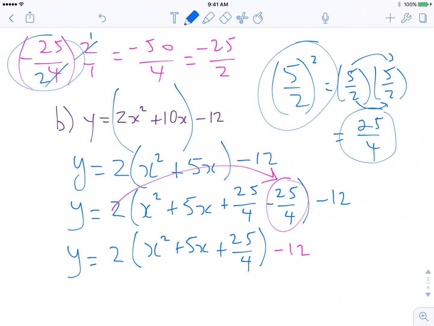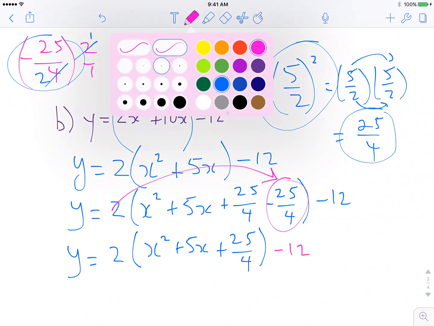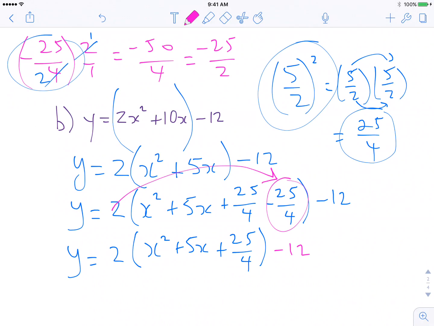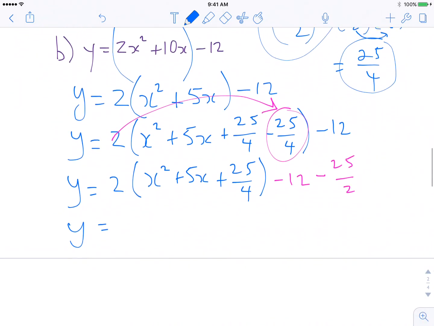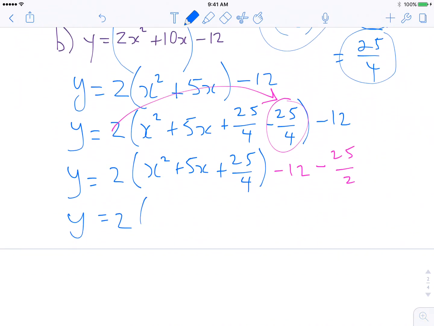So we have negative 12, and now we have a negative 25, or minus 25 over 2. Now we continue with our question. y equals 2 bracket, and now we want to have a perfect square trinomial factored here. We have x, we have a positive and positive, so we know we're going to have addition here, and we have to square root 25 over 4.